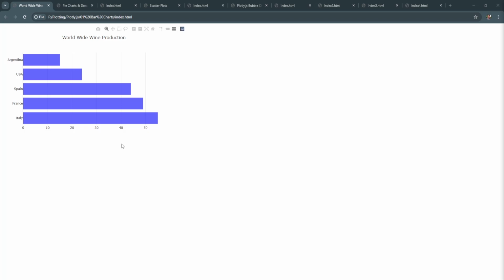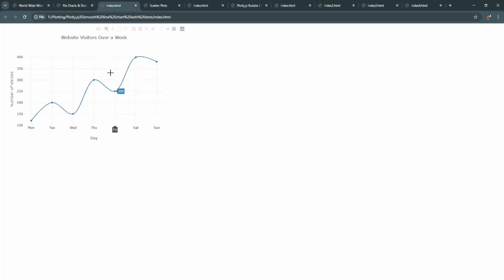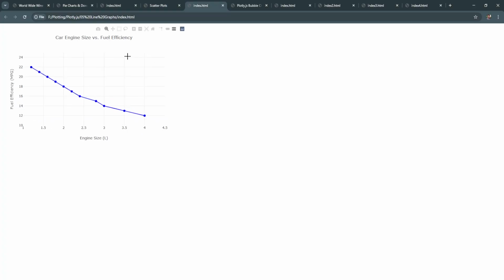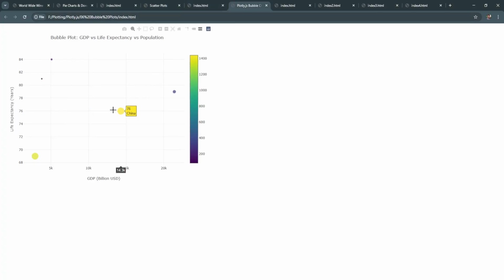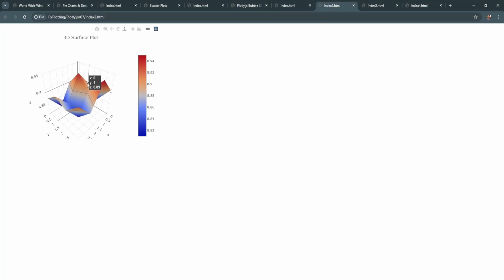And in this course, we are basically focusing on the basic charts, such as horizontal and vertical bar charts, pie and donut chart, smooth line chart, scatter plot chart, line graph chart, bubble plot chart, 3D scatter plot chart, 3D surface plot chart, 3D spiral line plot chart, and 3D mesh chart.